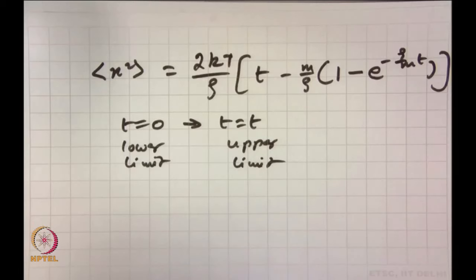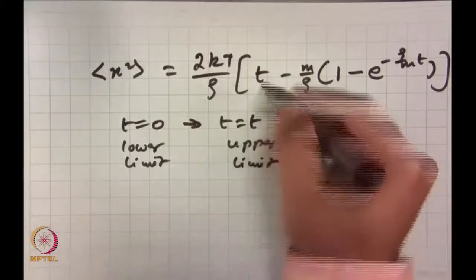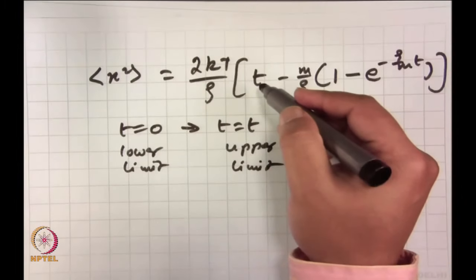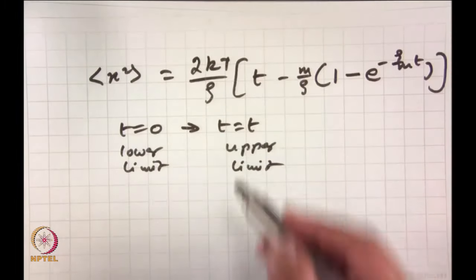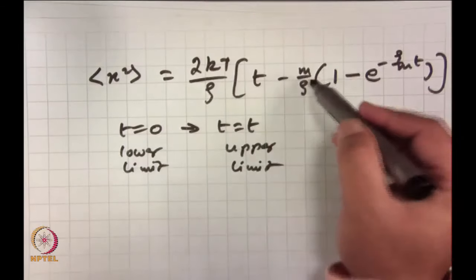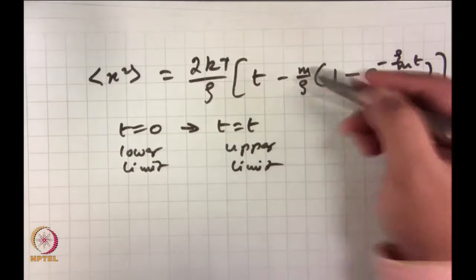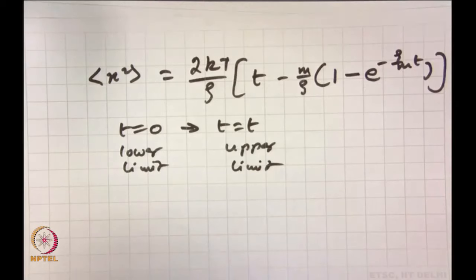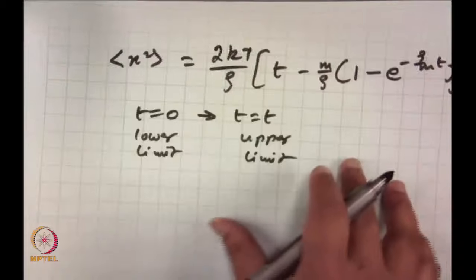You guys are okay with the integration, right? Or do I need to write it? You are just integrating from 0 to t. The first term obviously is t, because there was 1, and integration of dt gives you t. Then I took m by xi, which came out as a constant. It was a definite integral from 0 to t, and when you put t equal to 0 you get 1, and I have taken care of the sign accordingly.